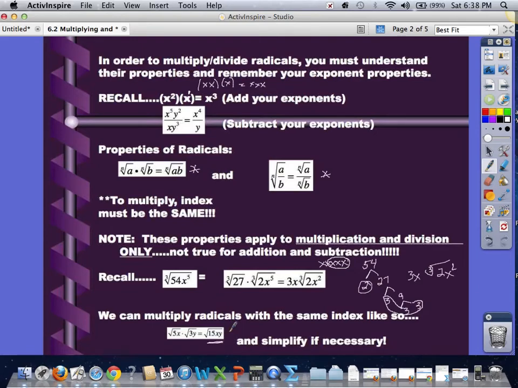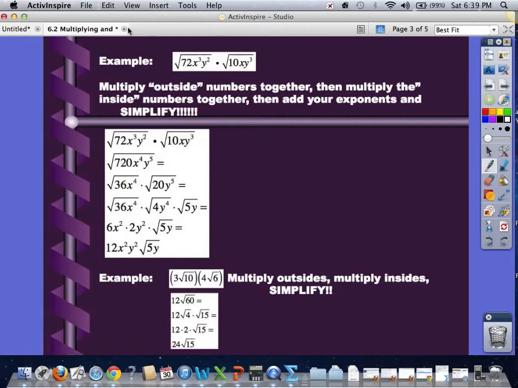Okay, but most of ours are going to have to be simplified. And that'll be the name of the game from here to the end of the school year: simplify. We will simplify and simplify and simplify again. All right. Now, some of these get a little bit more complicated. Square root of 72x cubed y squared times the square root of 10xy cubed.